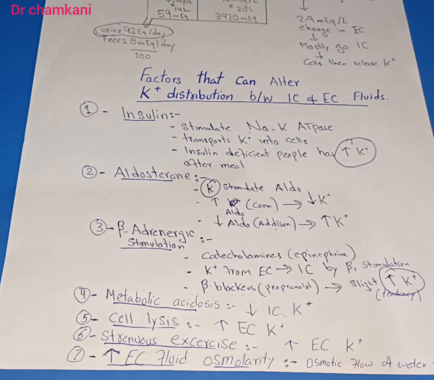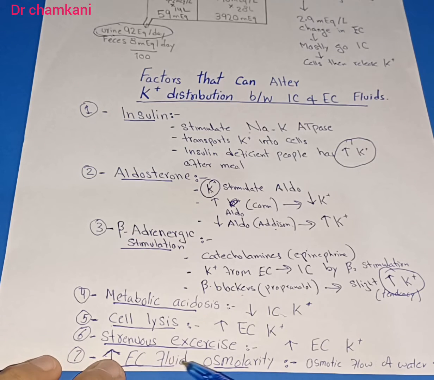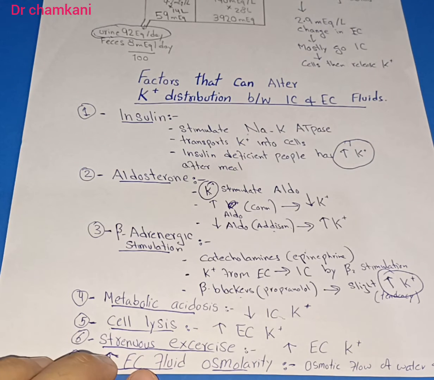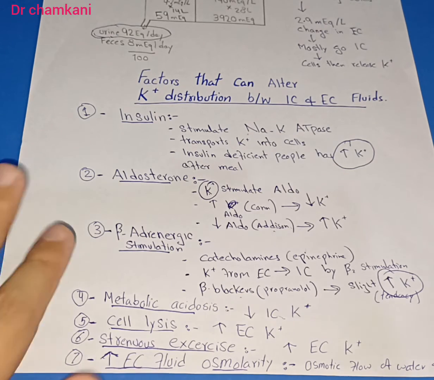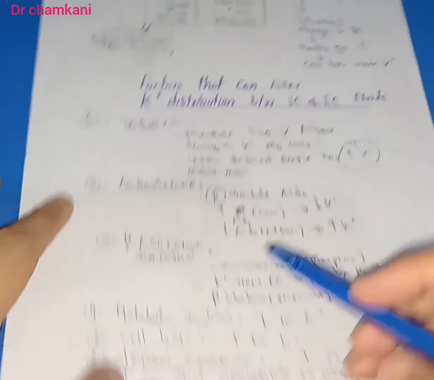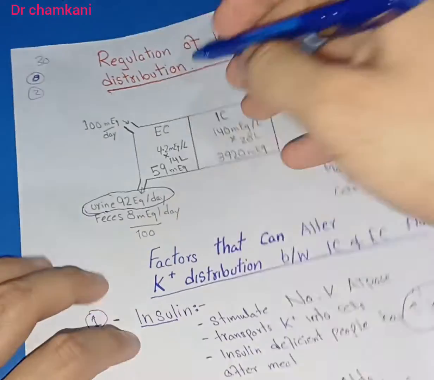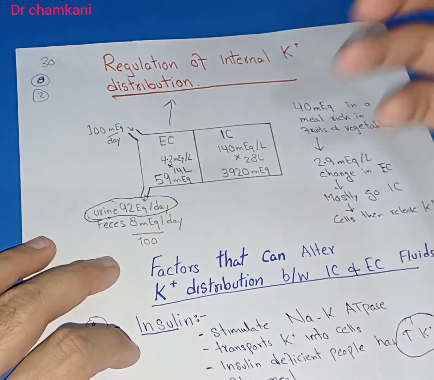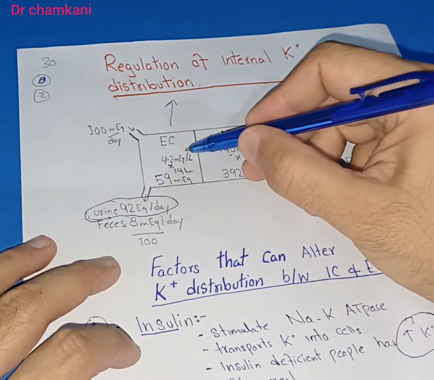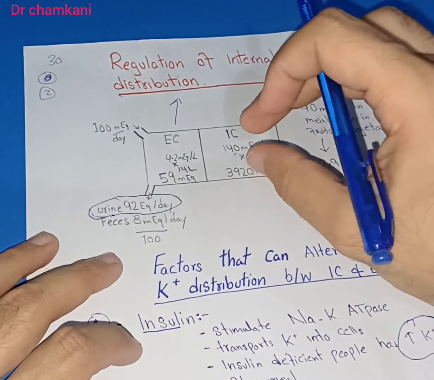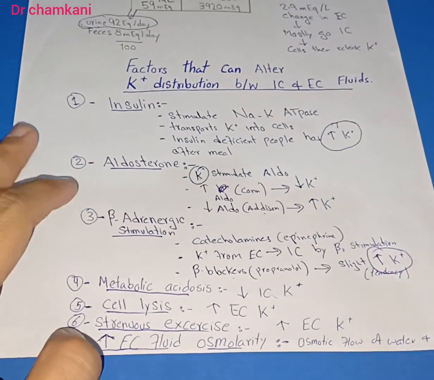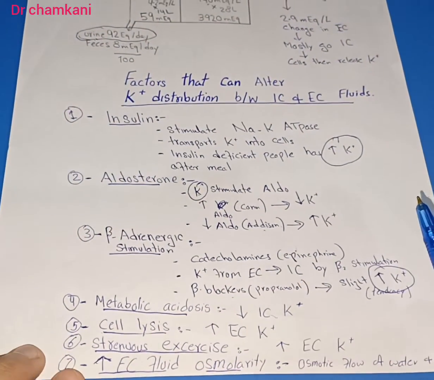And finally, if there is increased extracellular fluid osmolarity, then there is osmotic flow of water and potassium to the extracellular space. What it means is that if the extracellular osmolarity increases, there is movement of water from the intracellular space toward the extracellular space, and this movement of water will bring potassium along with it. So it will lead to an increase in potassium level.